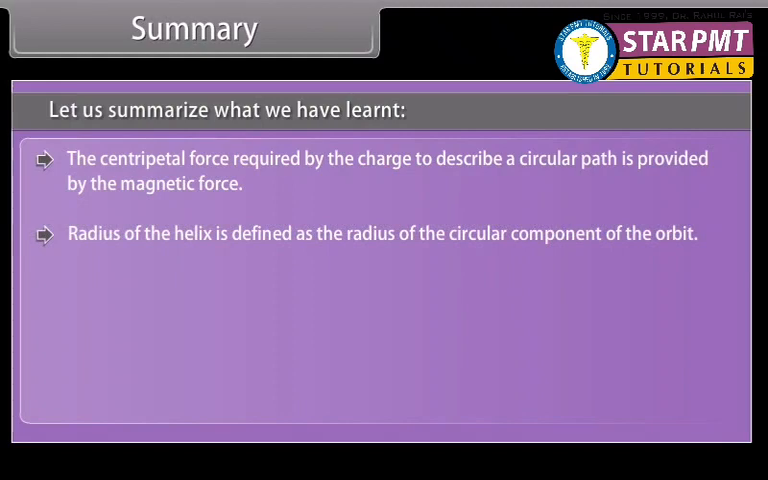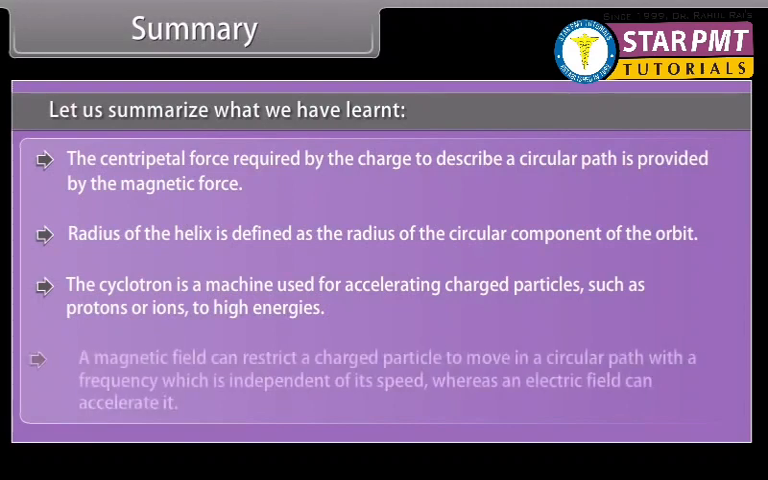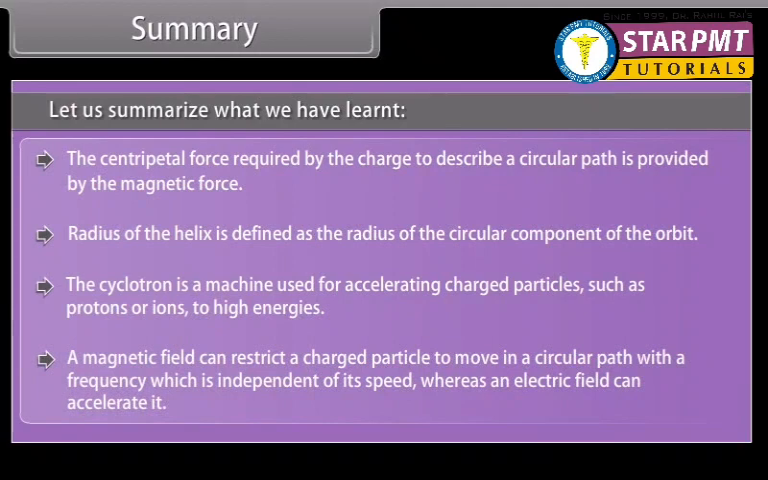Radius of the helix is defined as the radius of the circular component of the orbit. The cyclotron is a machine used for accelerating charged particles such as protons or ions to high energies. A magnetic field can restrict a charged particle to move in a circular path with a frequency which is independent of its speed, whereas an electric field can accelerate it.